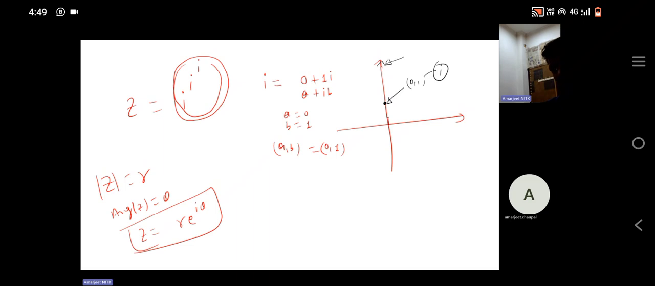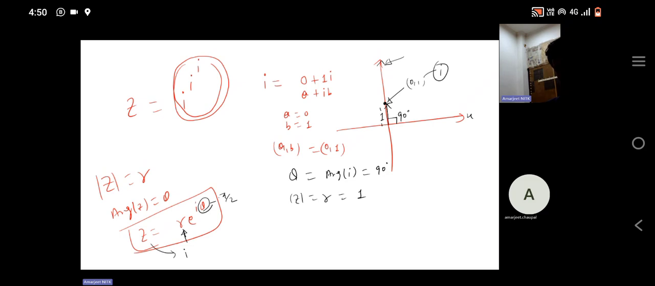If you join this point with the origin, then this radius vector will make 90 degree with respect to positive axis. This means the value of theta, that is argument of the complex number iota, is 90 degree. And this distance is 1. So modulus of z is equal to r is equal to 1. So if you put here r is equal to 1 and theta is equal to 90 degree, that is pi by 2.